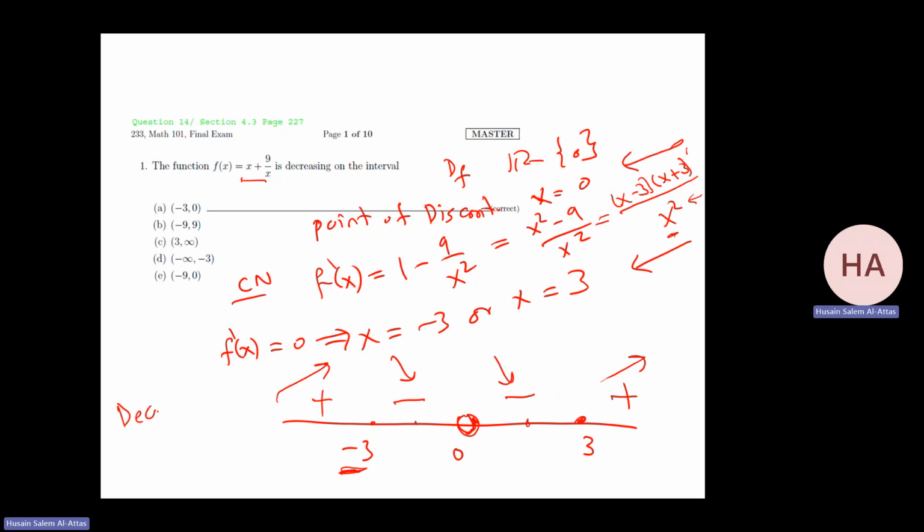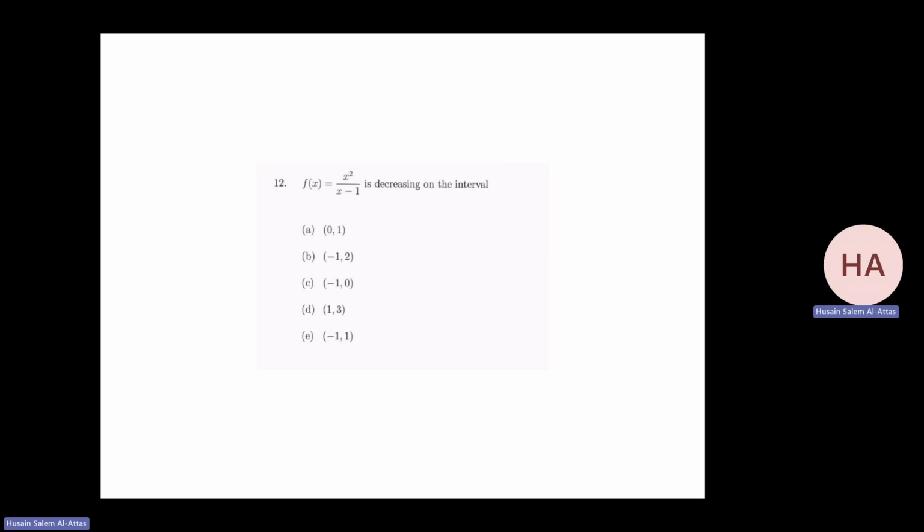You can say decreasing. Don't forget, it's not defined at 0. It's minus 3 to 0 and 0 to 3. I cannot say for minus 3 to 3. So where is the answer? This is the answer. Or you will see if there is another answer, 0 to 3, you should have one of them. So both are correct, either minus 3 to 0 or 0 to 3. But you cannot say both of them as an answer. Okay. This function is decreasing.